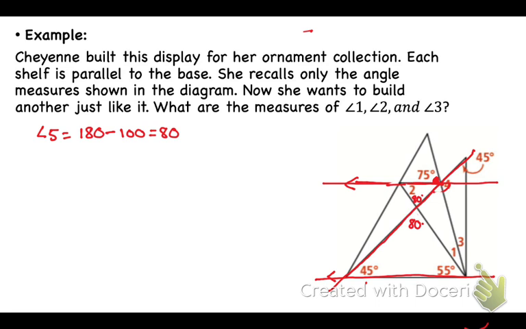Do I have an alternate interior that might do me some good? What about this one? Isn't that 45 right there? Isn't this angle and the one I just wrote alternate interior angles? Yes. So now I have 80 and 45, so can I find angle 2? Yep. Angle 2 is going to equal 180 minus 45 plus 80, so it's 125. So angle 2 is 55.